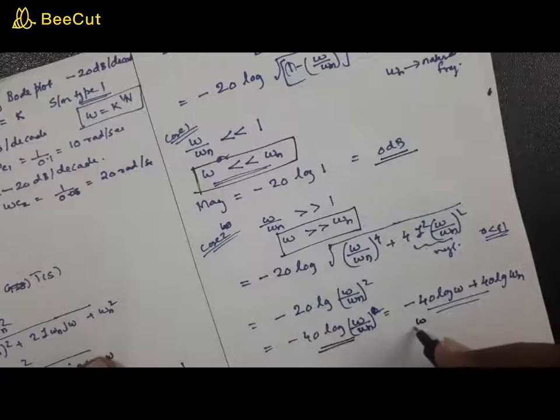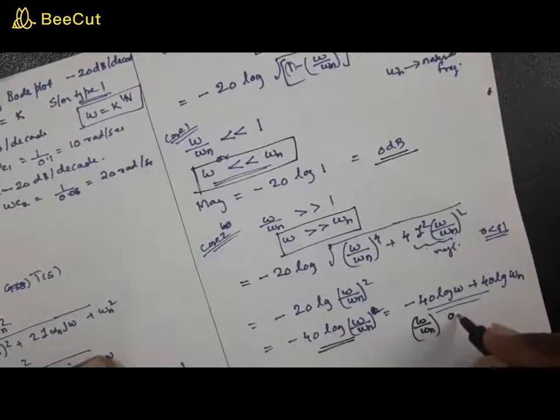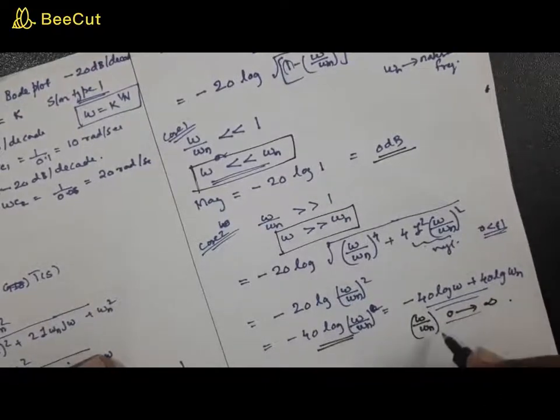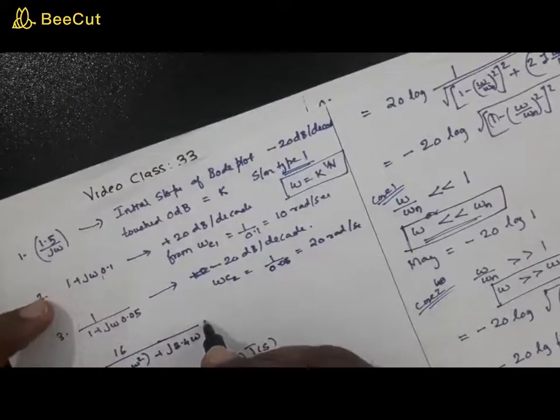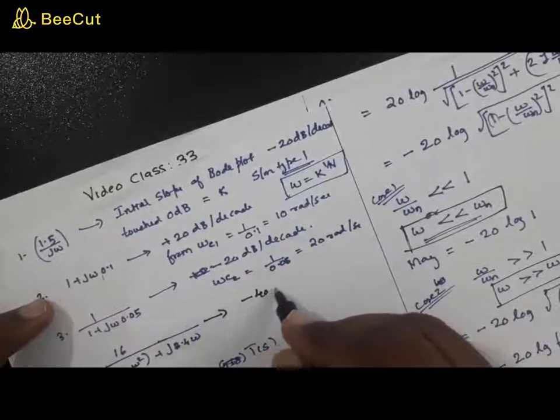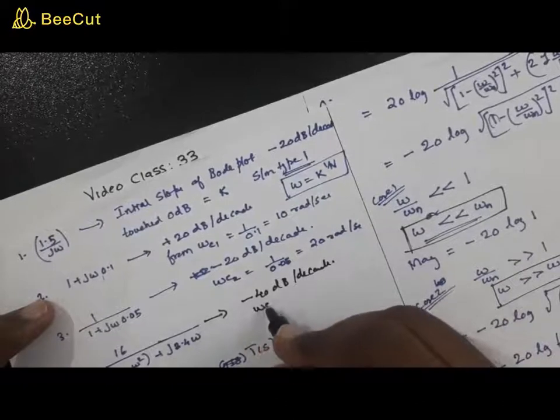That means omega by omega n is the variable, and the natural frequency is a constant, so omega by omega n can vary from 0 to infinity. As it varies from 0 to infinity, it covers each decade. So this is actually offering a minus 40 dB per decade. Coming back to our problem, this term offers a minus 40 dB per decade.